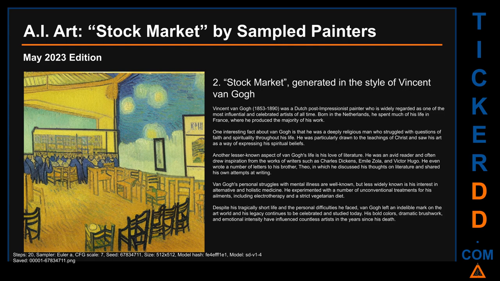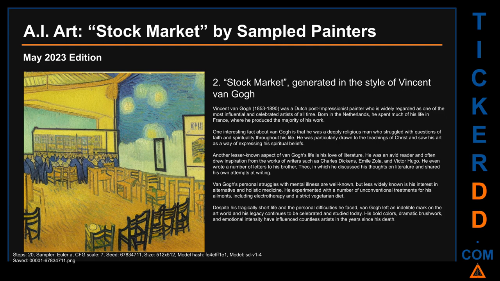Born in the Netherlands, he spent much of his life in France, where he produced the majority of his work. One interesting fact about Van Gogh is that he was a deeply religious man who struggled with questions of faith and spirituality throughout his life. He was particularly drawn to the teachings of Christ and saw his art as a way of expressing his spiritual beliefs.